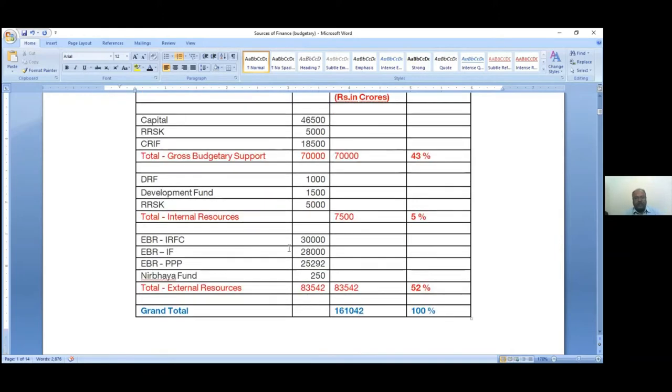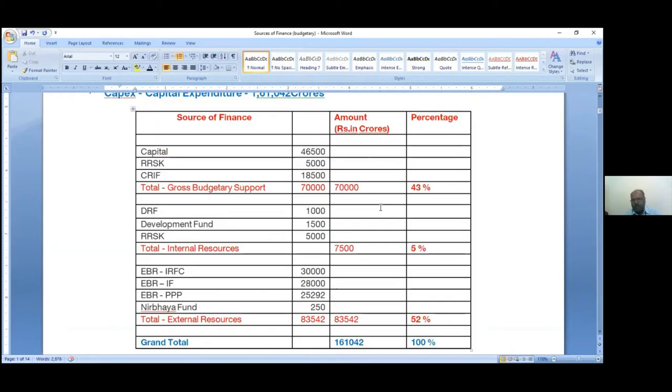Now, if we check the extra budgetary resources, that is external resources, almost 52% of the total capital budget. IRFC's share is 30,000 crores. EPRIF, that is LIC funds, also through IRFC, is 28,000 crores. Other PPP modes, public private partnership modes, 25,000 crores. And the Nirbhaya fund is a small one, 250 crores. So this is the broad outlook of this CAPEX.